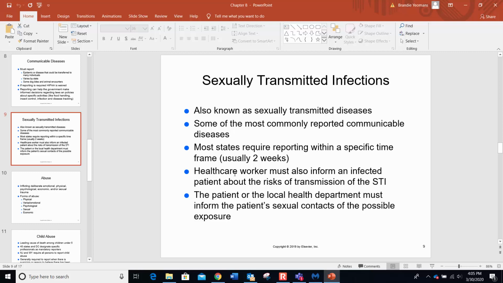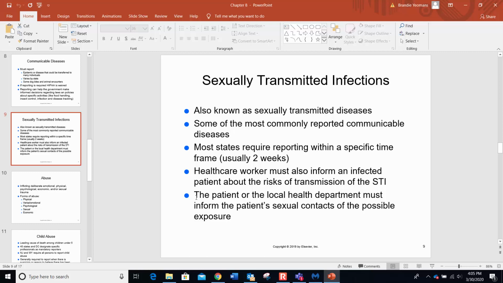But we do end up having to talk with that infected patient about the risk of transmission and do the proper patient education when we talk about reporting that result. Now obviously you would want to do that as soon as possible, not wait for 2 weeks, because as you may know, things can spread very, very easily and quickly.